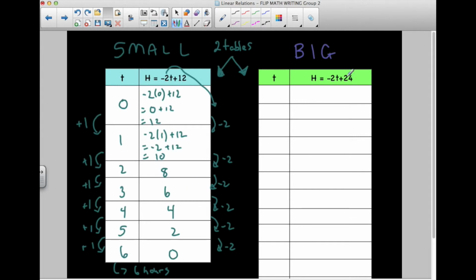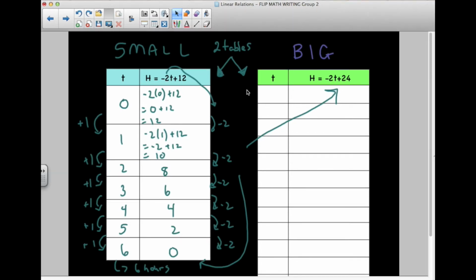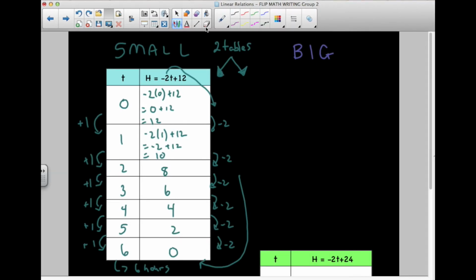This is quite a bit of work, but is there anything that we can learn from this information right here and maybe approach the second part of this problem in a different way, so we don't have to go through this whole process of creating a big table? If you remember back to our tools, these equations are very helpful to us, and so is this information. Let's see if we can use this equation and this information to figure out how long our big candle will burn. So for now, I'm going to move this big table out of the way. And let's start by writing down our equation. H equals minus 2t plus 24.